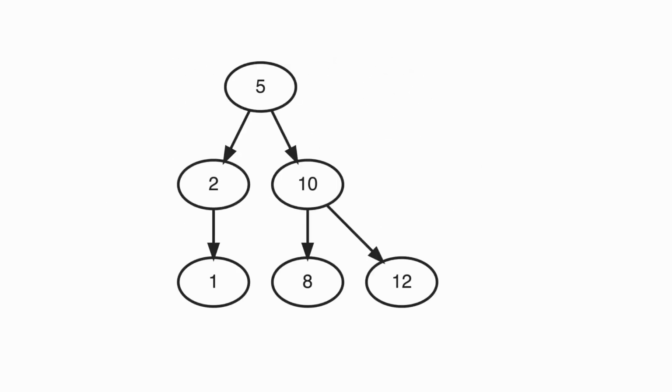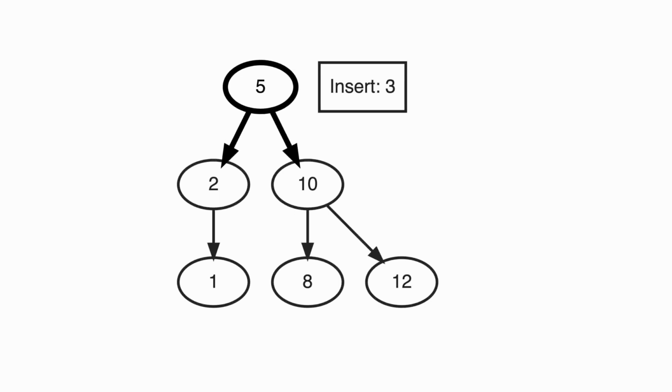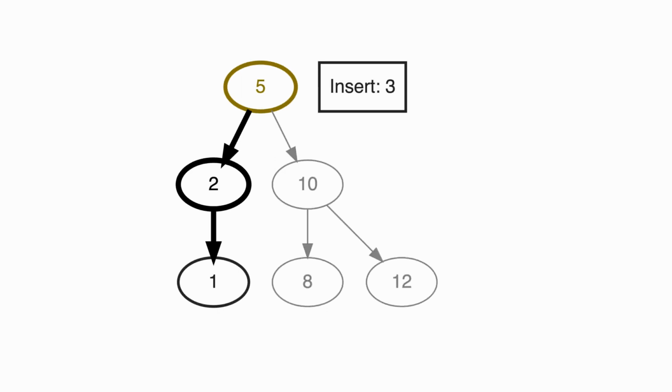To add a node, we first start by finding where the node should go. We start at the root and compare the two values. Here we want to add 3 to the tree. Since 3 is less than 5, we go left. We then compare the node value and the target value again. Here 3 is greater than 2, so we will go right. However, there is no node to the right.